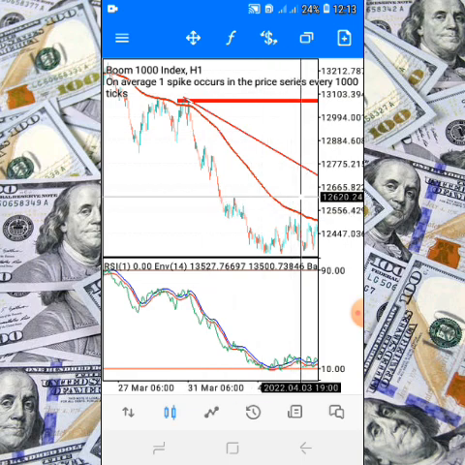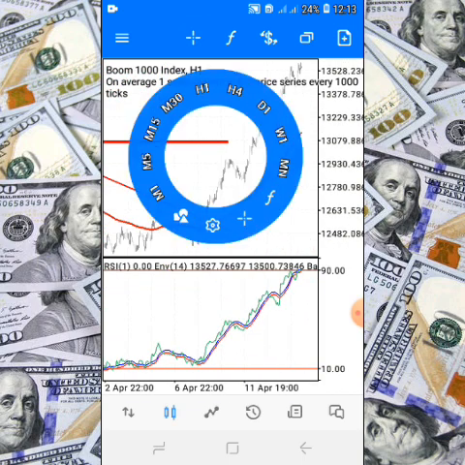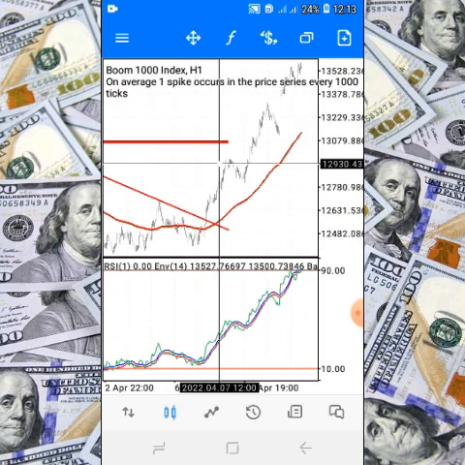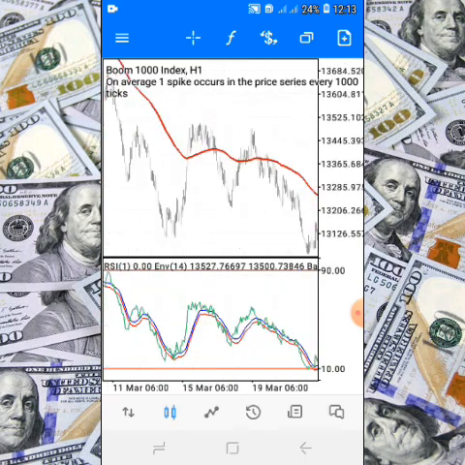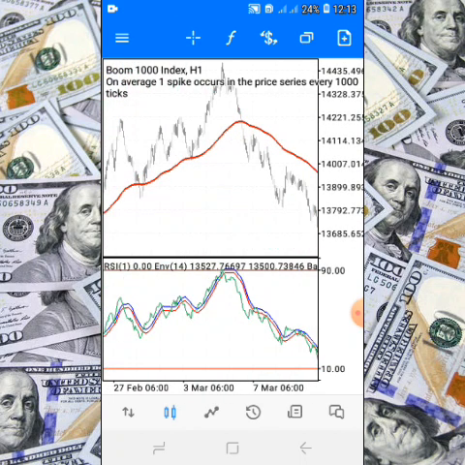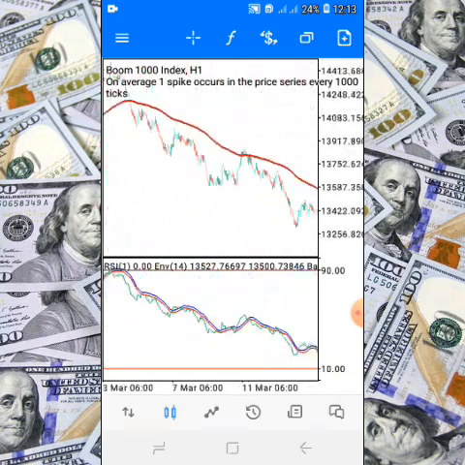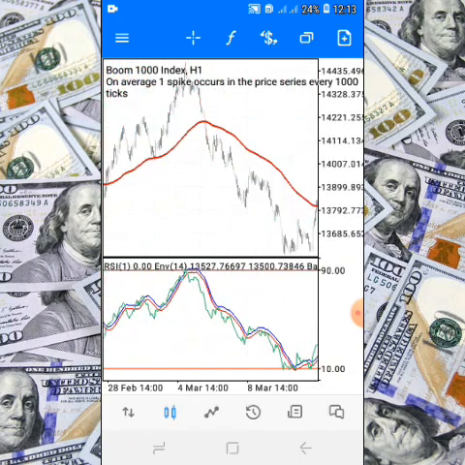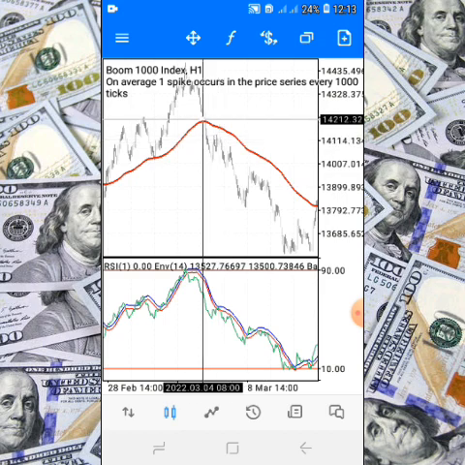But if price is above the moving average, like this example over here, you do not take entries. Okay guys, because if you do take entries, price is gonna spike until you are below account. So you need to wait until price is below this moving average.